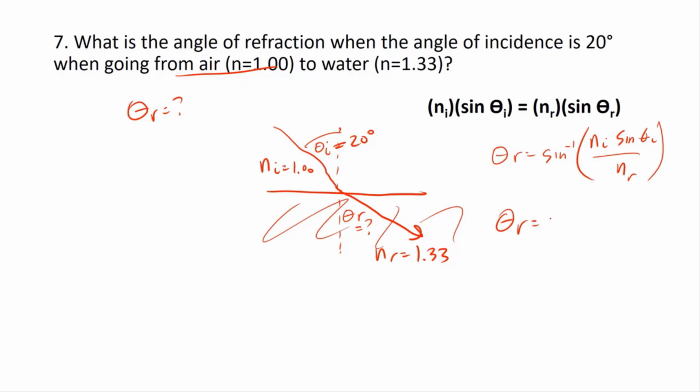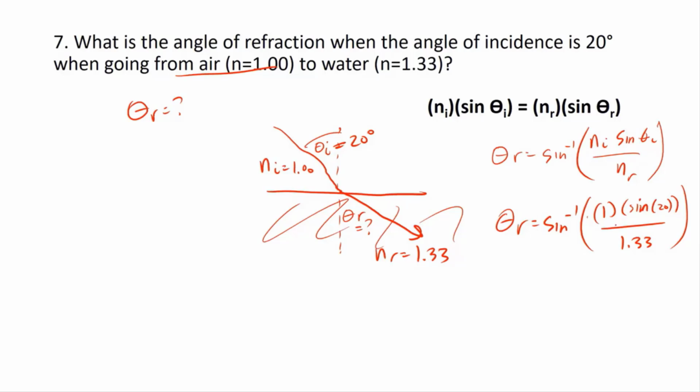So putting in the numbers: inverse sine, Ni was 1, sine 20 degrees, and that's all going to be over 1.33. This is where extra parentheses will be useful, just to have everything.